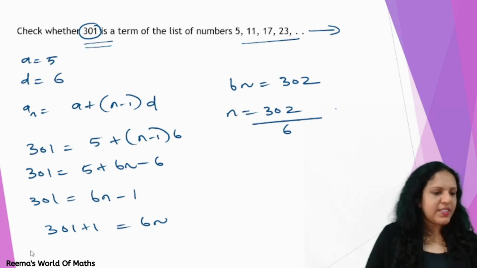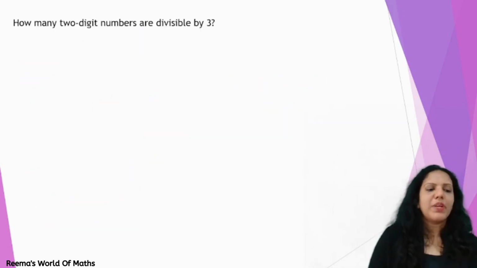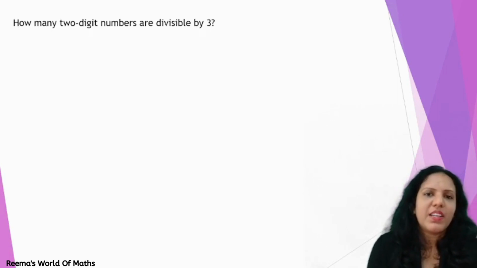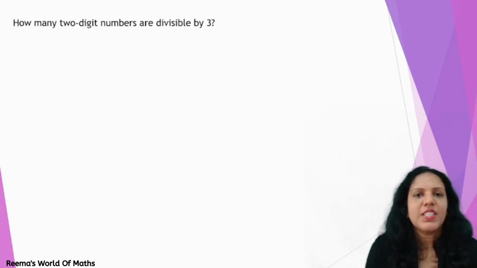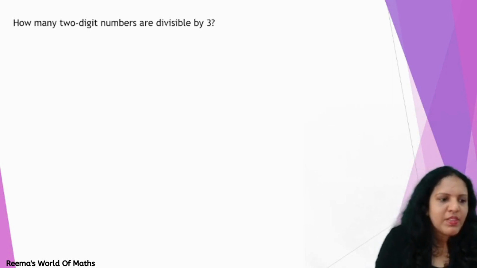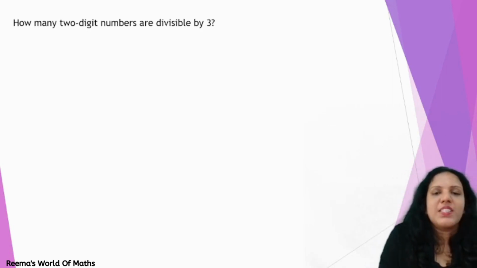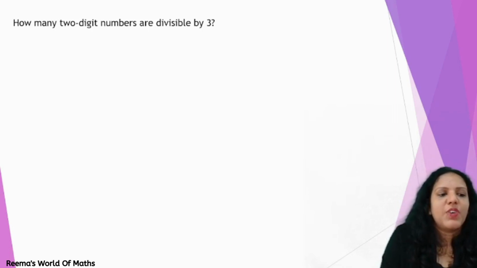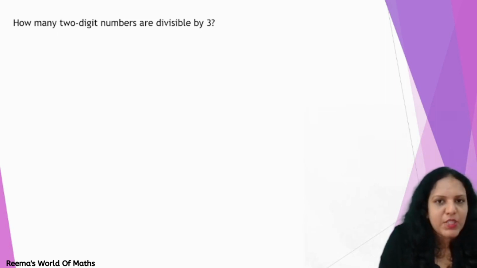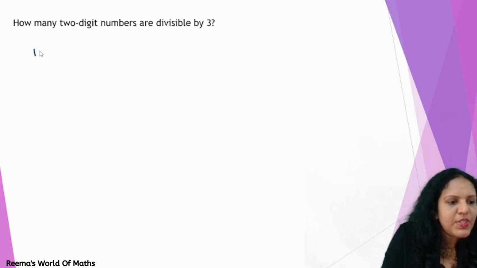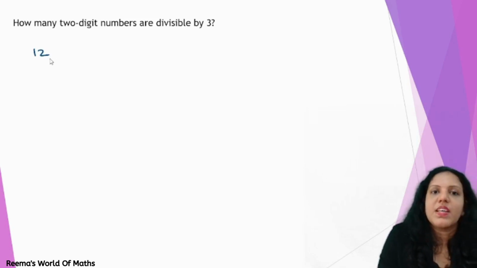Now let's see the next example. How many 2-digit numbers are divisible by 3? We need to know how many 2-digit numbers there are which are multiples of 3. Which is the first 2-digit number? 10 is the first 2-digit number, but it is not divisible by 3. So 12 is the first 2-digit number which is in the table of 3, which is divisible by 3.